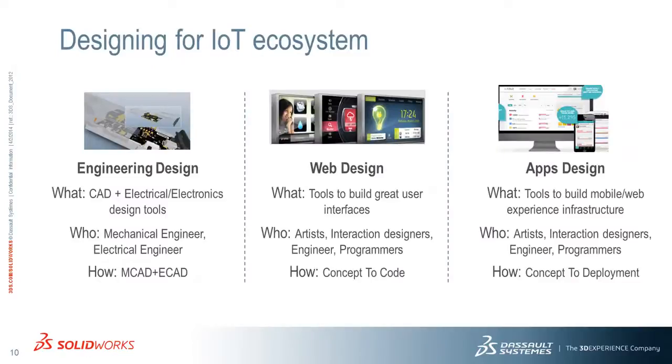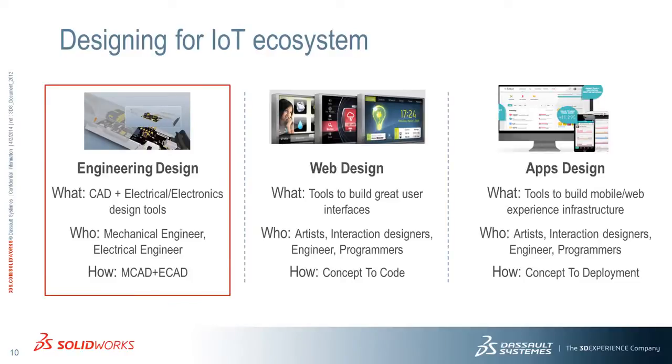So when we design for this IoT ecosystem, there's a couple of different areas. We discussed there's the physical product, and then there's also web design and apps design. And each one of these encapsulates different disciplines of design. What we're specifically interested in looking at here today is this first step, the engineering design. This is going to include everything from CAD, electrical and electronics, and it's going to be the mechanical and electrical engineers interacting with each other. That's not to say that SolidWorks doesn't interface or provide output that's usable by web designers and apps, but the disciplines we're really going to look at are these first steps here.